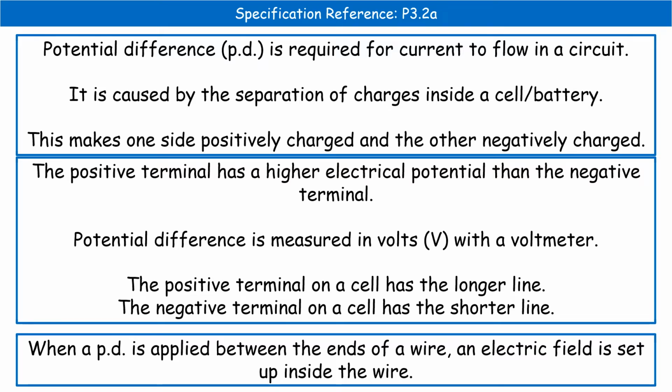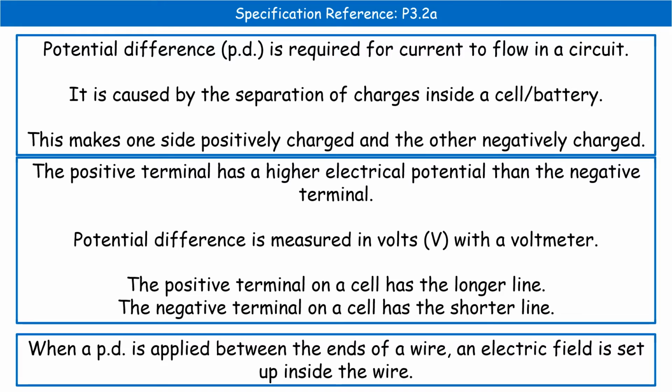When we actually think about our circuit then, in addition to current, there's another term that we need to know, which is potential difference, or PD for short. In order for a current to actually flow in a circuit, we need a potential difference. No potential difference, no current flows.